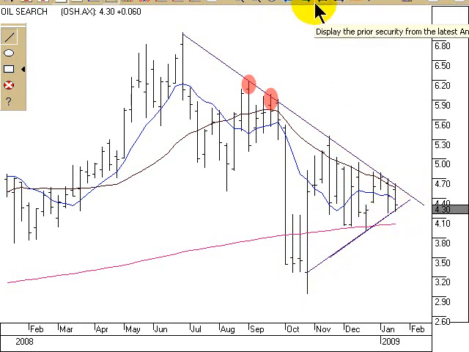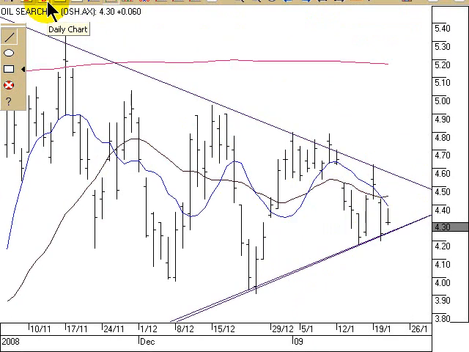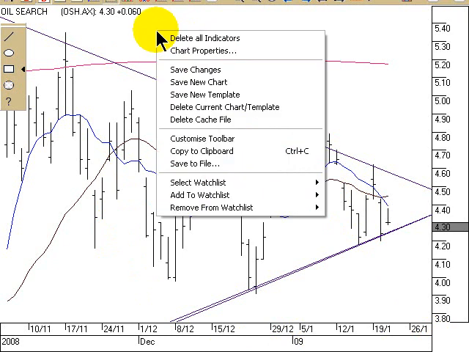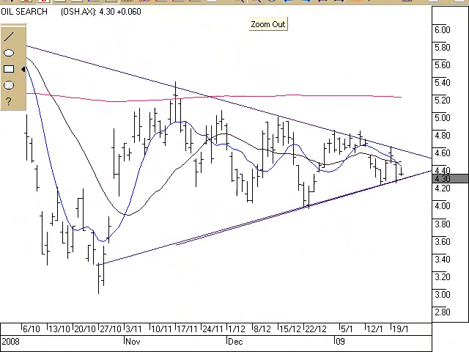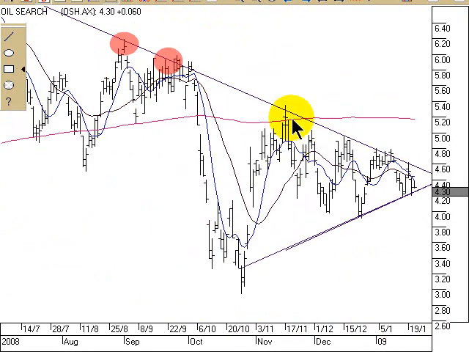Now, let's look at the daily chart here. This is the daily chart, and what we want to look at is, what's really going on with this particular stock? I'll leave everything on the screen just to show you what's going on here. Here are the trend lines that we drew on the weekly chart.